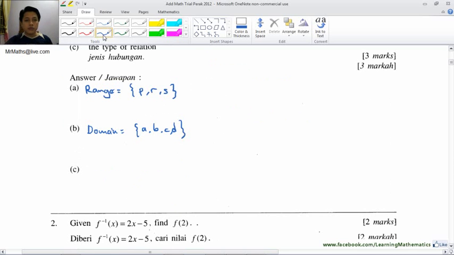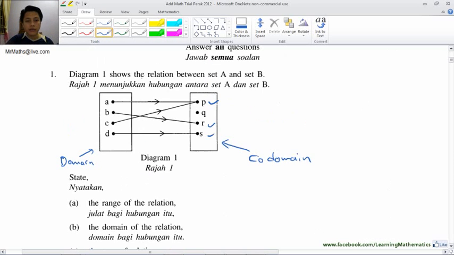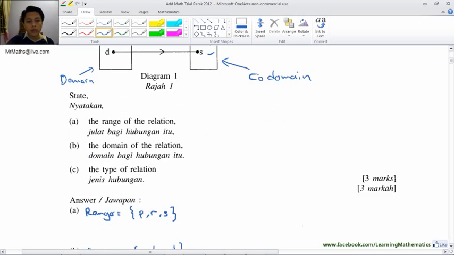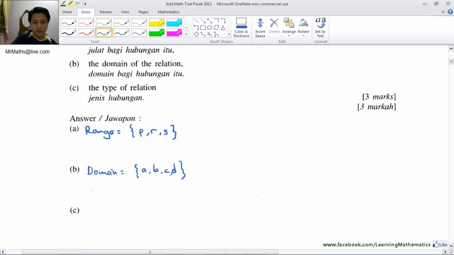Take a look at C. What is the type of the relation? Let's take a look at the Venn diagram again. Every element in the domain is mapped to one element in the codomain. But there is one image in the codomain that is mapped to two elements in the domain. So this is not one-to-one, and not many-to-many. It is many-to-one, and it is not one-to-many. So this is many-to-one. There you go. Let's proceed to question number 2.